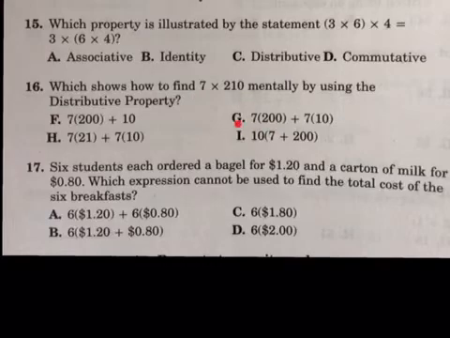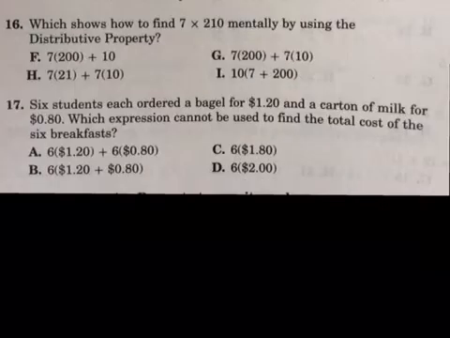Yeah? 7 times 200, you know, is 1400. Plus 7 times 10 is 70, so that'll give you 1470. That's a nice, easy way to do it. You break up the 200 and the 10. So 7 times 200 plus 7 times 10. This is distributive property, boys and girls.